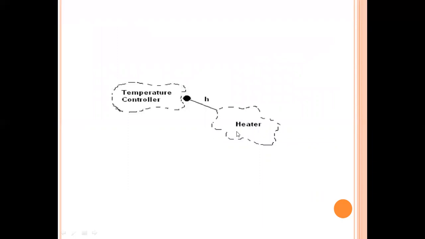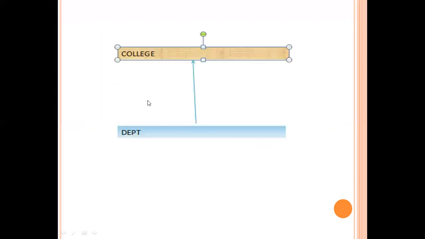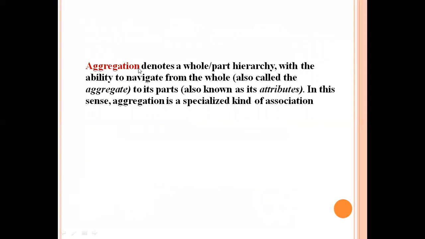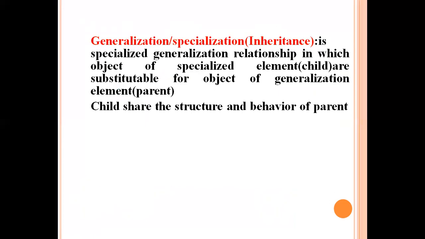So here, heater and temperature control. The heater is the whole system, and temperature control is one of the parts of the system. So that is the relation between heater and temperature control. Second example for aggregation: suppose the relation between college and department. A department is one of the parts of a college. So that is aggregation.